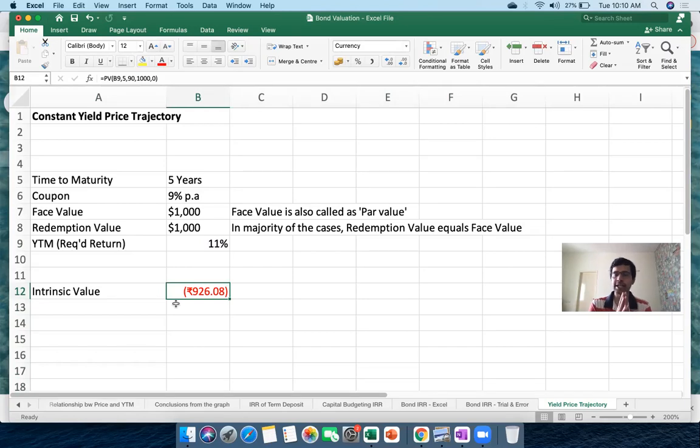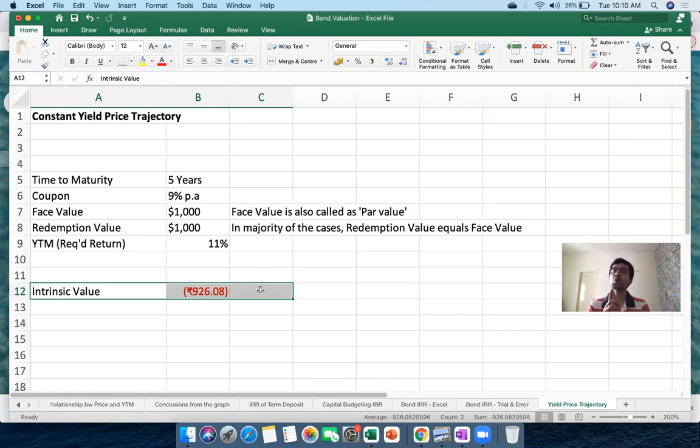Now the meaning of this 926 is, if I want to buy this bond and I require a rate of return of 11% from this bond, then the maximum amount I'm supposed to pay for this bond today is 926. Does it mean that this is the actual market price that you see on the exchange? The answer is no. This is not the market price. This is called the intrinsic value or the true value of a bond.